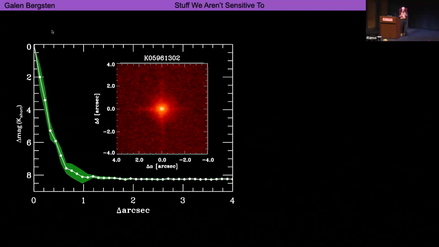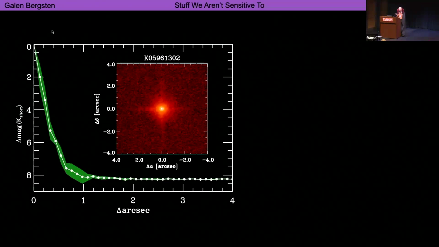Here's a somewhat typical sensitivity curve for Palomar adaptive optics observations, where we are pretty bad at finding things that are either really faint or really close in. And so we can use sensitivity metrics like this to figure out what companions might be lurking out there that we couldn't find.